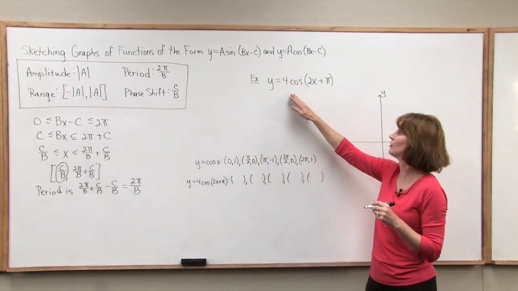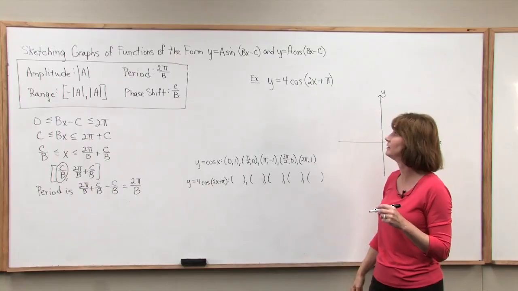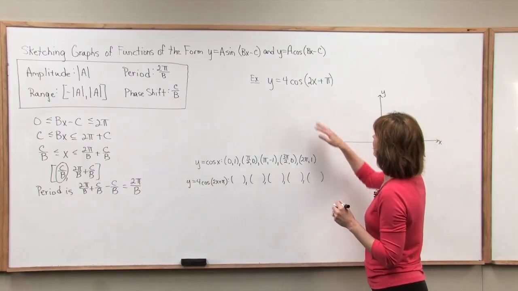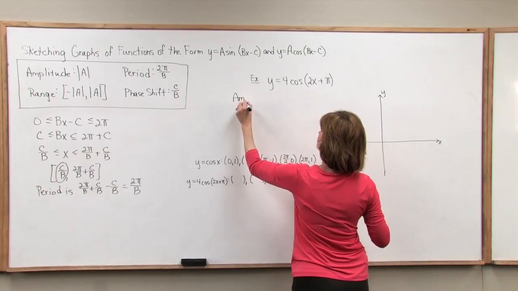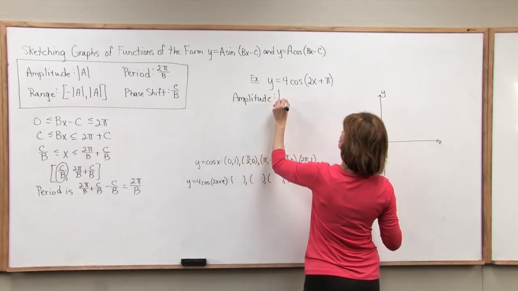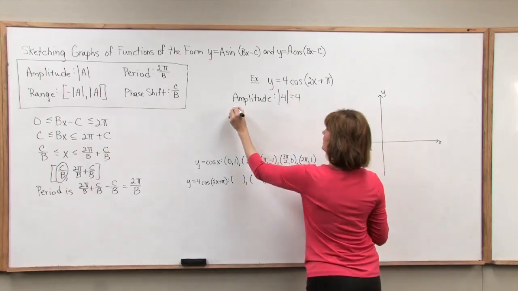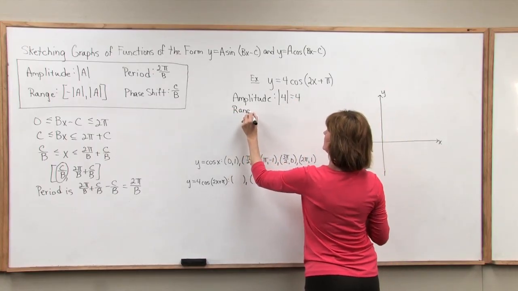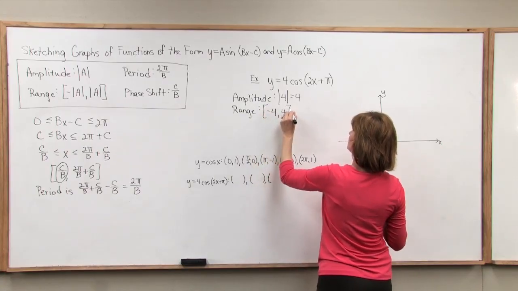Here I want to sketch the graph of y equals 4 cosine of 2x plus pi. Now, I need to figure out what's the amplitude. Well, remember the amplitude is the absolute value of a, which in this case is 4. The range then is going to be negative 4 to 4.